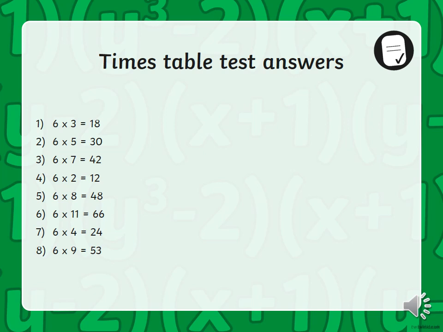Okay, so here are your answers. 6 times 3 is 18, 6 times 5 is 30, 6 times 7 is 42, 6 times 2 is 12, 6 times 8 is 48, 6 times 11 is 66, 6 times 4 is 24, 6 times 9 is 54. That's how fast you should be writing it. However fast I'm saying it is how fast you should be writing it, thanks to all the practice that we have been doing. For each question you have wrong, you have to do 10 star jumps.